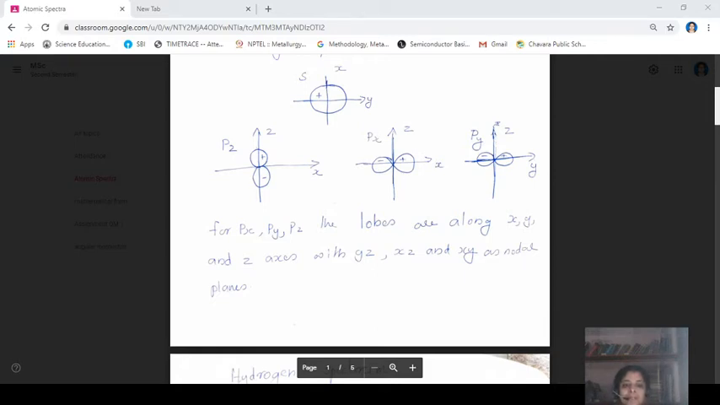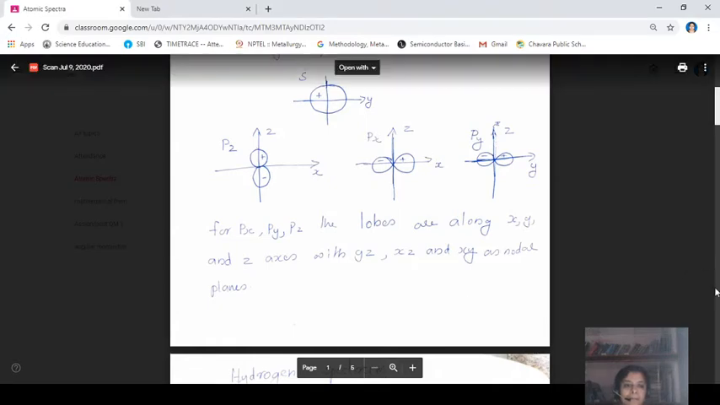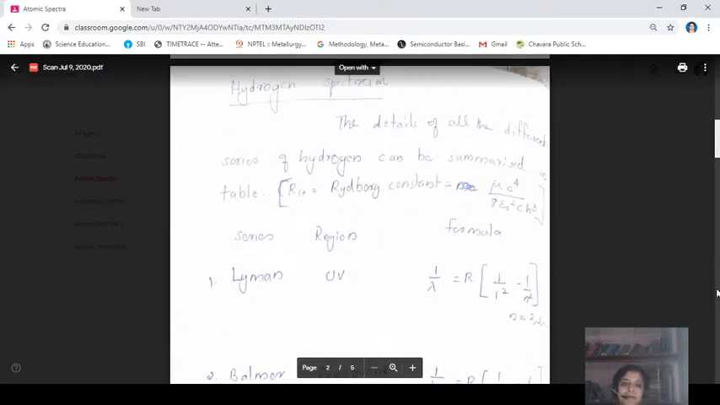So in the last class I gave some notes regarding the quantum mechanical aspect of the hydrogen atom, which you have already studied in your previous semester. We have seen that the wave function contains a radial part as well as an angular part, and the solutions are also given in detail. So today we will go for the hydrogen spectrum.